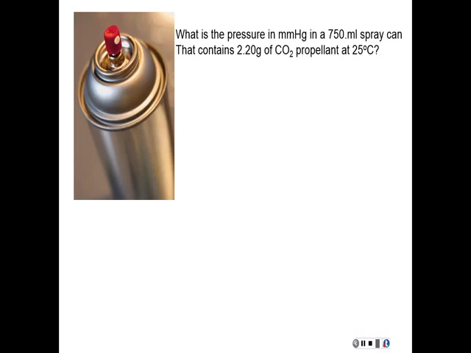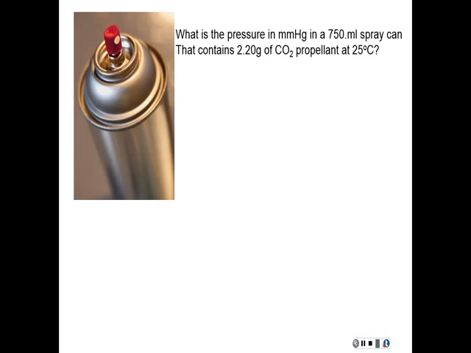Now here's an example. You can see an aerosol can here. We want to know what is the pressure in millimeters of mercury in a 750 ml spray can that contains 2.20 grams of CO2 propellant at 25 degrees centigrade. So all of these aerosol cans have a propellant in them, some gas that will carry out your liquid. The reason you shake up that container is because the liquid always settles to the bottom, and you want to try to get that liquid to come out as a nice spray.